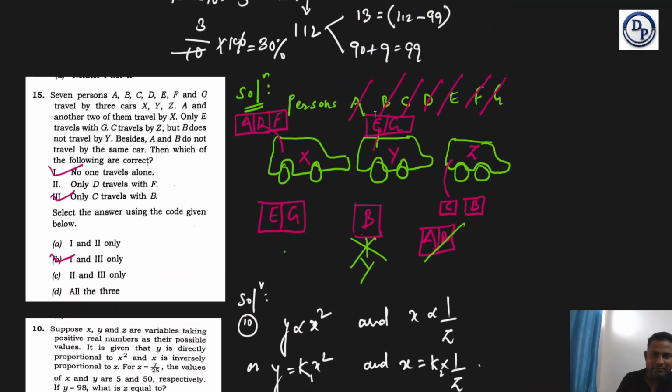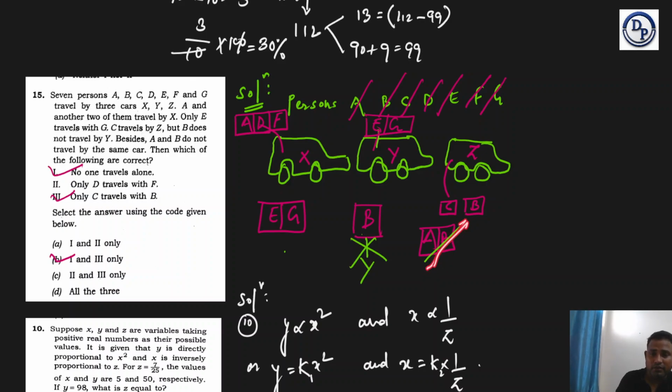So I have drawn a funny diagram here. These are the 3 cars X, Y, and Z. It is mentioned that A and 2 others travel by X. So A is sure. We don't know about D and F, so these 3 come together. Now A's place is fixed in car X, so we cross this A. So again, what is the question here? E and G travel together, and B does not travel in car Y. And again, A and B cannot travel together.